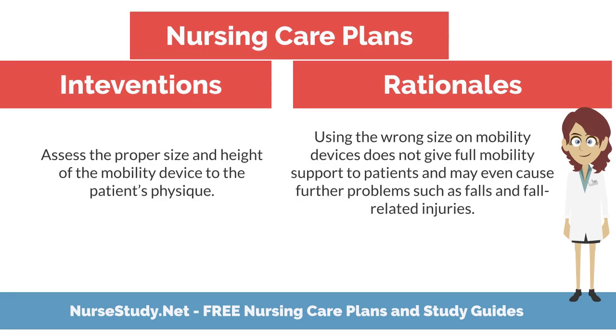Intervention. Assess the proper size and height of the mobility device to the patient's physique. Rationale. Using the wrong size on mobility devices does not give full mobility support to patients and may even cause further problems such as falls and fall-related injuries.